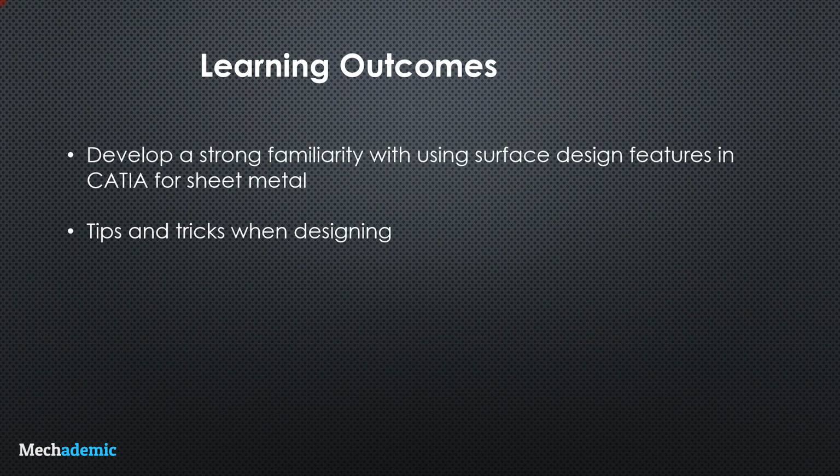The main learning outcome is to develop a strong familiarity with using surface design features in designing sheet metal in CATIA. CATIA also has a dedicated sheet metal workspace, which is a more simplified version of what we'll be learning in this. This is a more foundational concept which can be used to design any type of sheet metal bracket, whether it's a stamping bracket or a bending bracket. It will also include tips and tricks which will be used when designing.